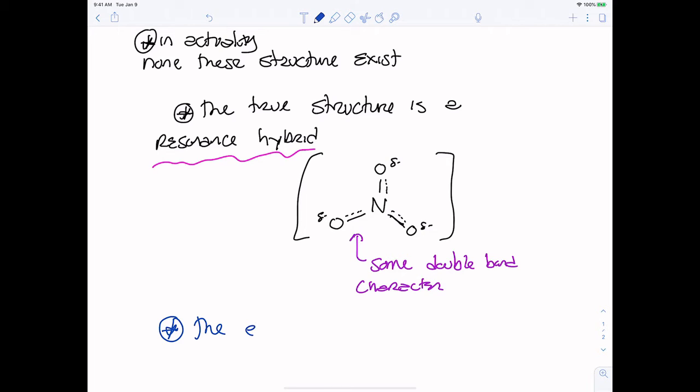So the electrons are delocalized. So local means they're in one spot, right? If we de-something, we're undoing it. So instead of having those electrons sitting in one spot, I've spread them out over the entire molecule. And the electrons I'm talking about are my pi electrons. We could put that in there, my pi electrons.